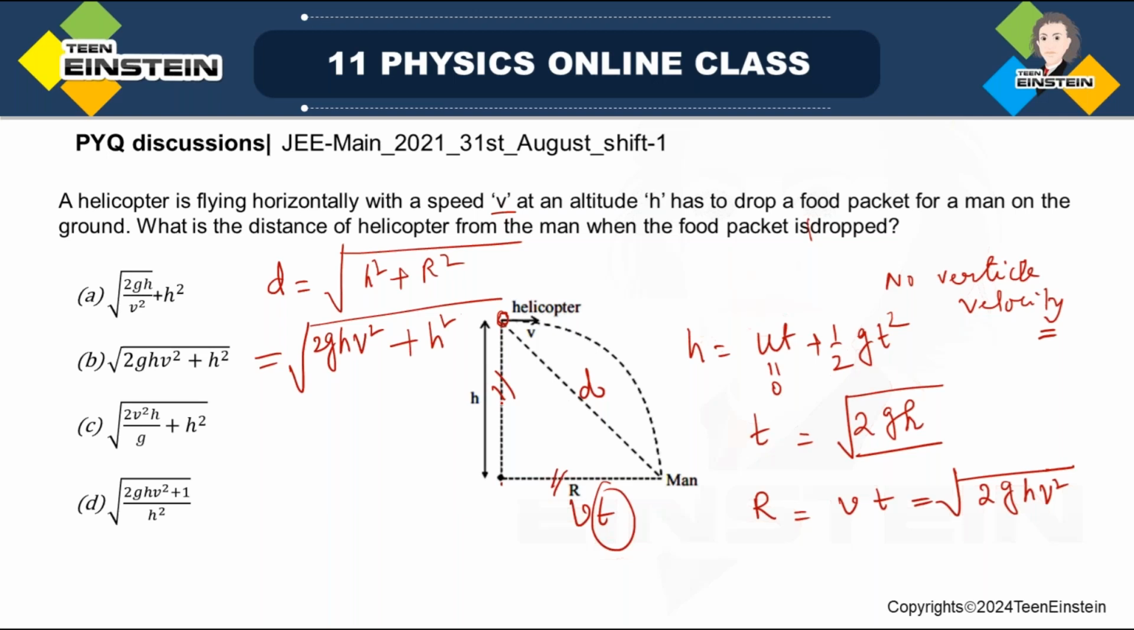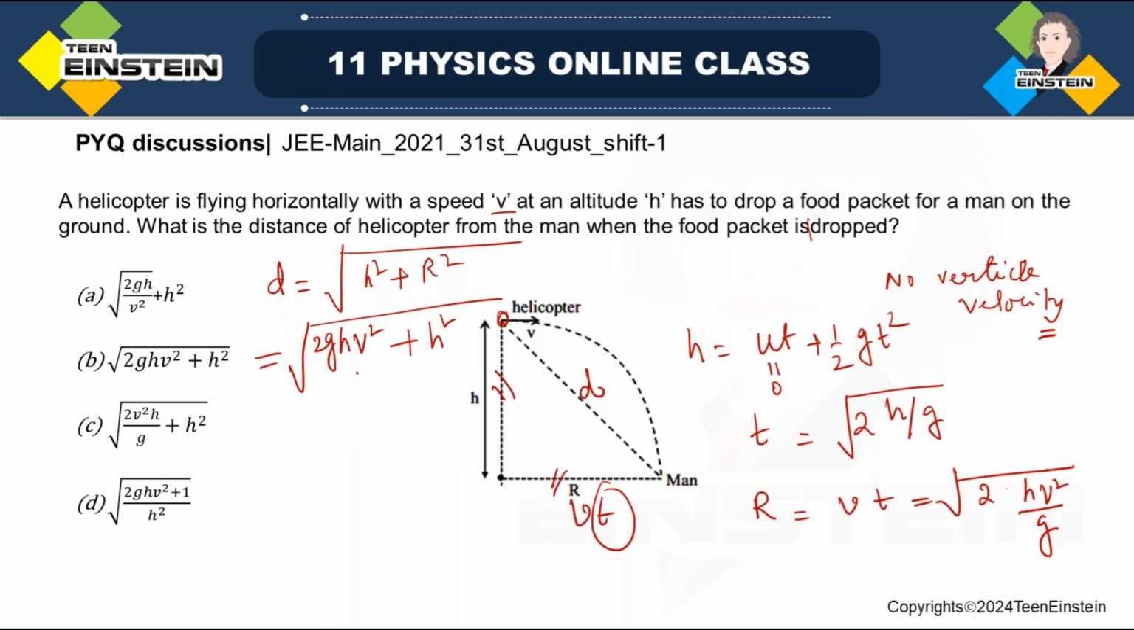2h v square by g. I should get that. Half g t square. I see, this is actually not 2gh. I'm really sorry. So 2h by g. This is actually 2h by g, with g in the denominator.